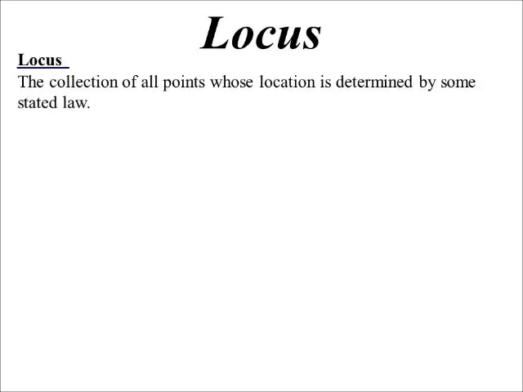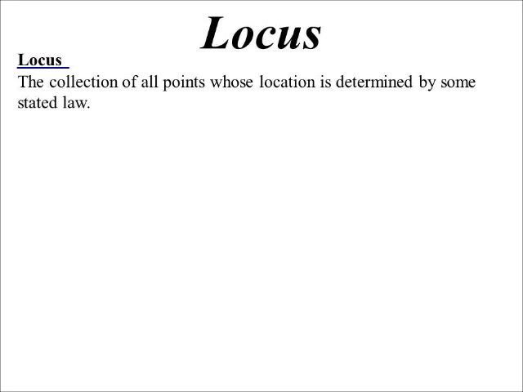Locus, or loci, however you say the word. Basically, what is it? A collection of points whose location is determined by some stated law. That's just a real fancy way of saying it's a number plane graph. Because if you think about it, they've all got some stated law, probably y equals x squared, a hyperbola, y equals 1 on x, and so on. So they are all examples of loci.